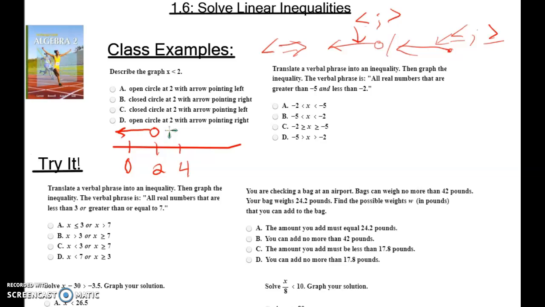Anyway, the graph would be like this. So it would be an open circle. So we can immediately rule out choices B and C because they say closed circles. A says an open circle at 2 with the arrow pointing left. D says an open circle at 2 with an arrow pointing right. Well, because it says x is less than, it would be pointing left. Thus, your answer would be A. Right? Okay.